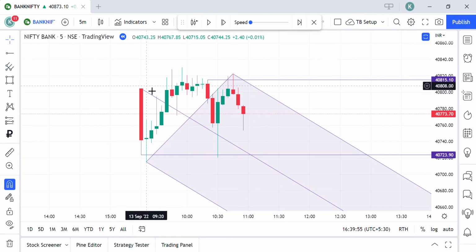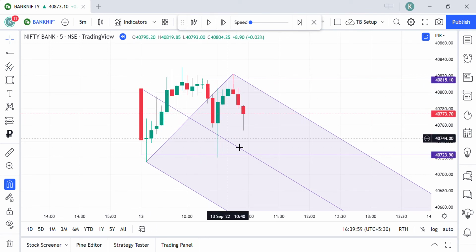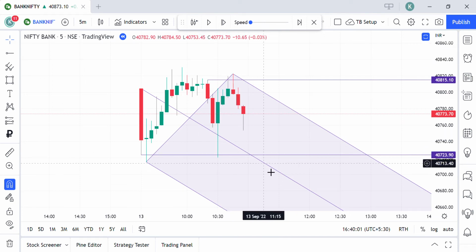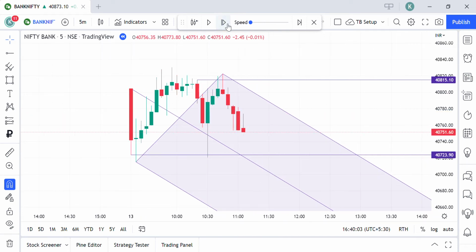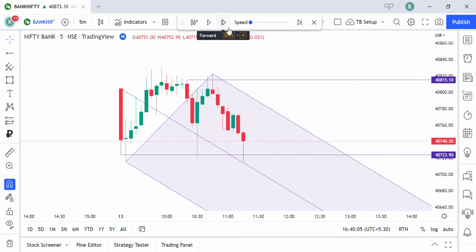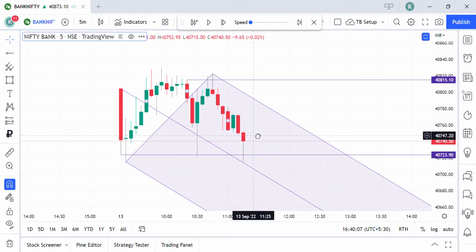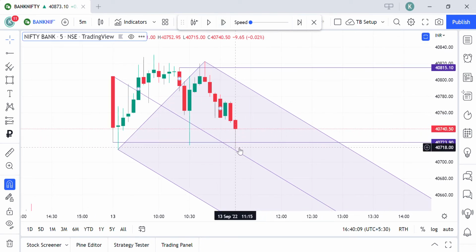We have taken a pitchfork between these two lines because these are the major extremes and the price has already respected them. So the midline of this pitchfork should be our target. Our target is successfully hit, and it hit with a lot of buying pressure at the bottom of this wick. So we have exited the target at this level, and then see how price unfolds further.